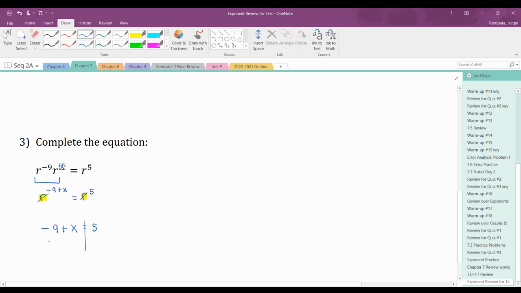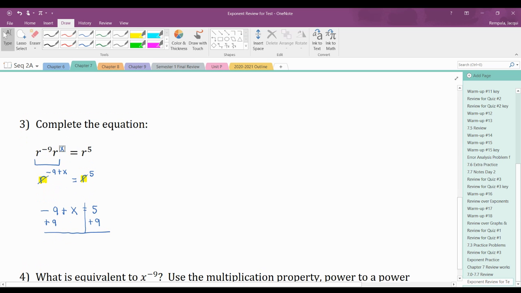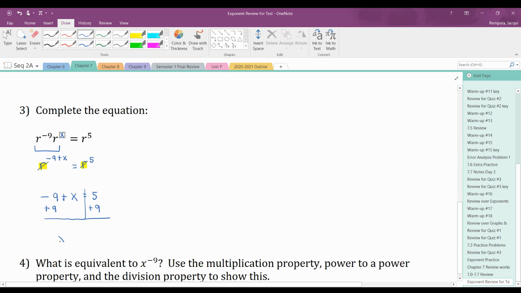So to solve for x, I need to move the negative 9. The opposite of a negative is a positive, so I'm going to add 9 to the other side. And then that gives me x equals 5 plus 9, which is going to give me 14. So it looks like 14 is that missing exponent.